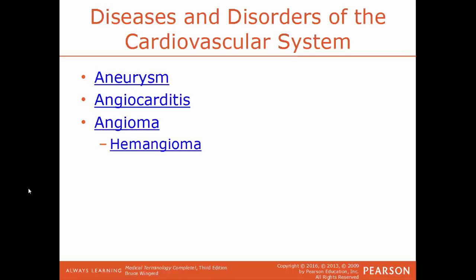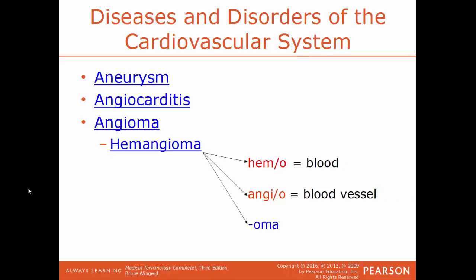Angiocarditis. This is an inflammation of the heart and blood vessels. The angioma. This is a tumor that's made up of new lymphatic vessels or new blood vessels. An example of angioma is a hemangioma. And we're going to break that word down. Of course, hemo means blood. Angio means blood vessel. And oma means tumor. This is a benign tumor of blood vessels.